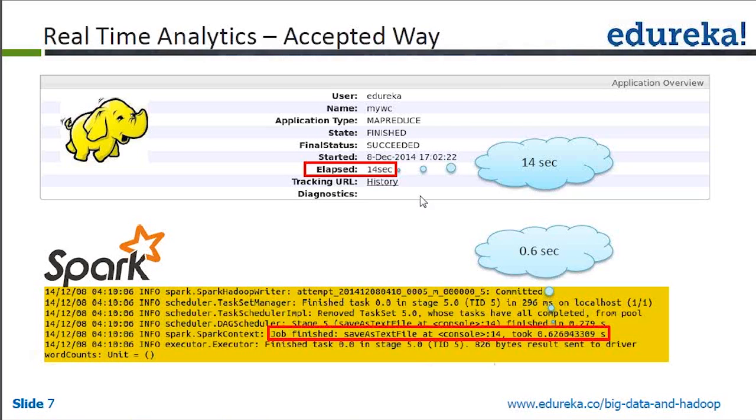So that's what we're trying to convey. In the case of real-time analytics, Hadoop should not be used directly. You should be using some other technologies like Spark on top of it. Okay.